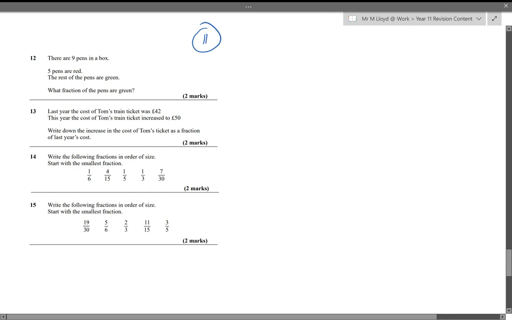Okay, so there are 9 pens in a box, 5 pens are red, and the rest are green. What fraction of the pens are green? Well, if 5 of them are red, 4 of them are green, and it's 4 out of 9.